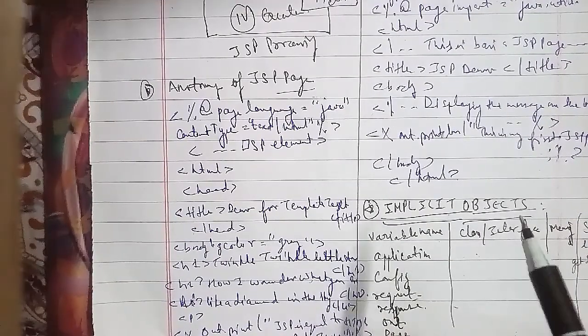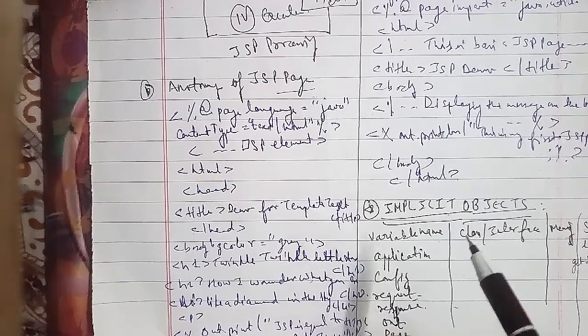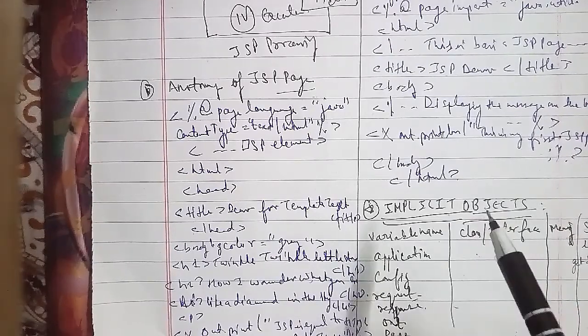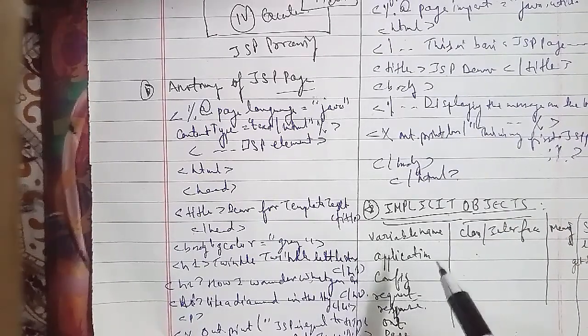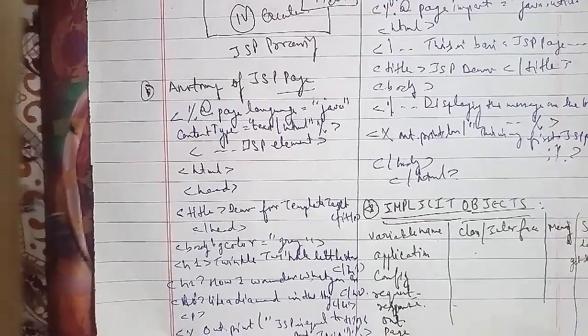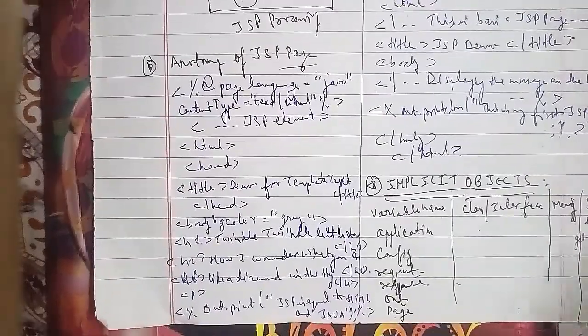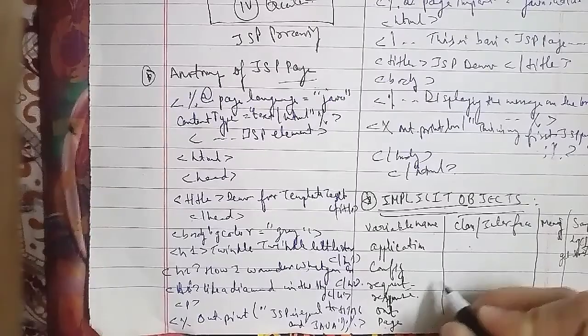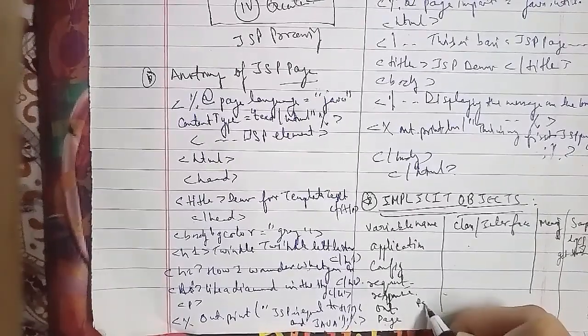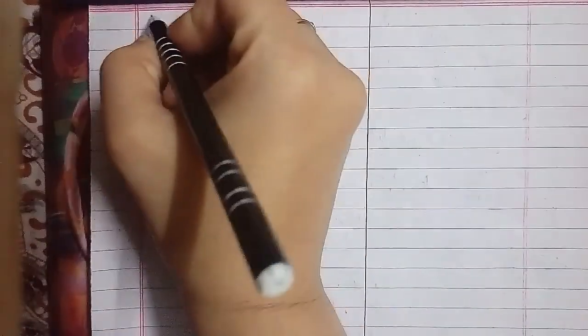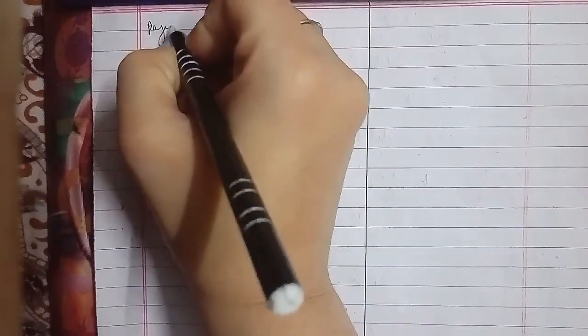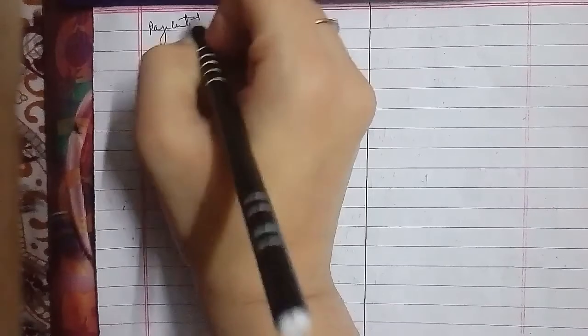That is pageContext. I will write it down. For the pageContext, the class is javax.servlet.jsp.PageContext, and the meaning for this is it provides access to several JSP page attributes. The sample methods are getPage, getRequest, getResponse, and getSession as well.